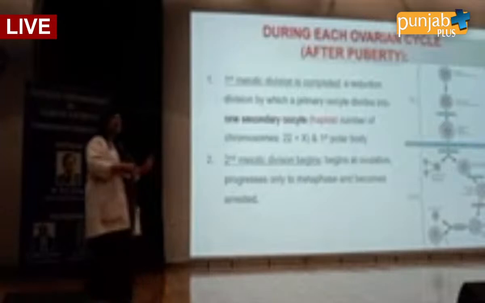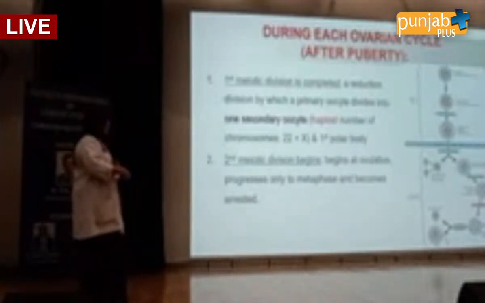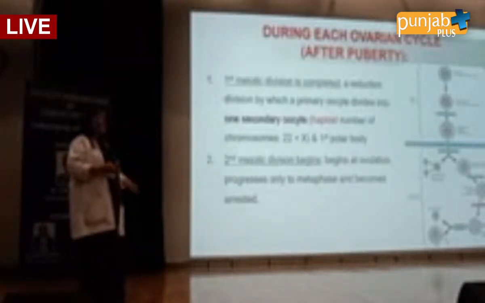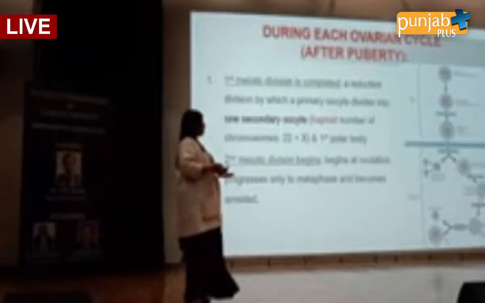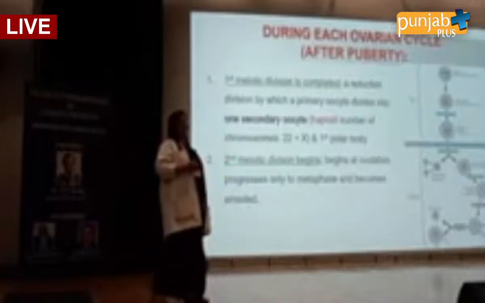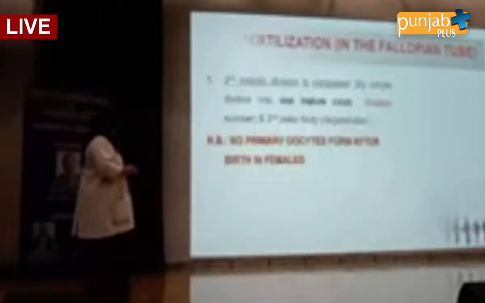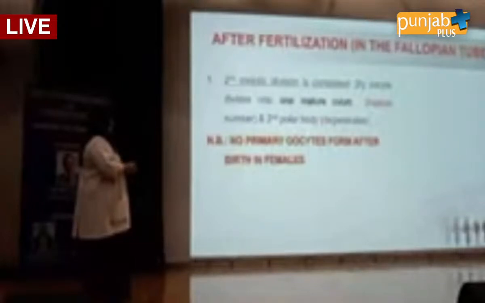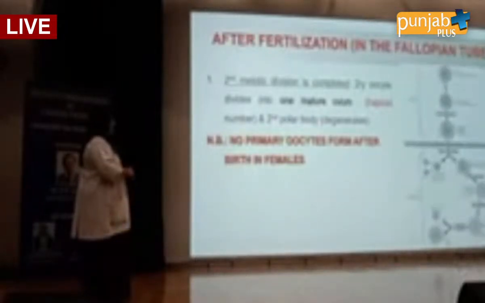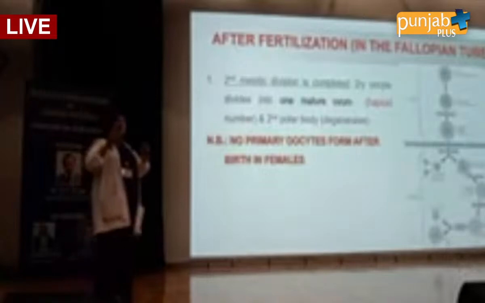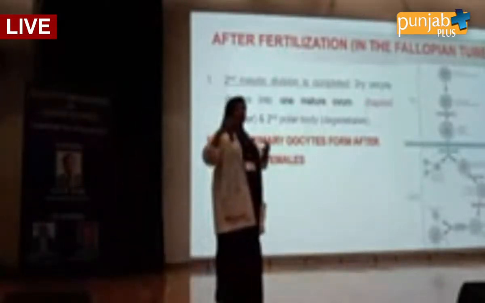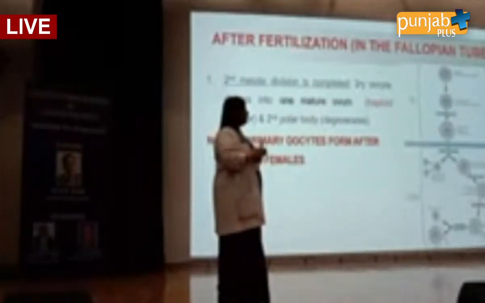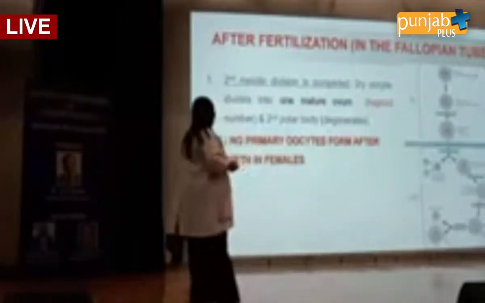The second meiotic division starts as soon as ovulation occurs, but it is again arrested at the metaphase stage. I don't know why the division is arrested; the gynecologist will deal with that. The second meiotic division is completed when fertilization happens. When the sperm enters the secondary oocyte, the second meiotic division is completed and the secondary oocyte divides into one mature ovum.